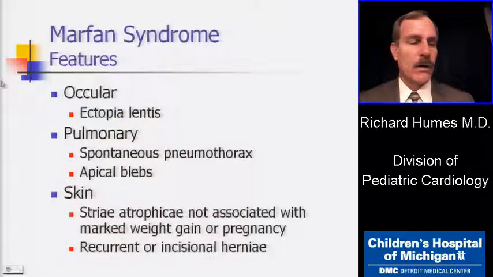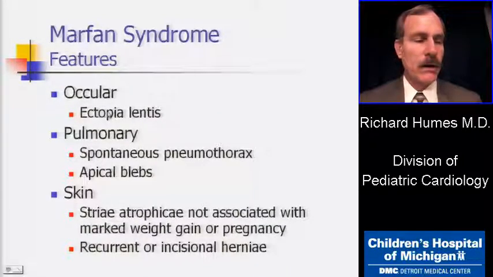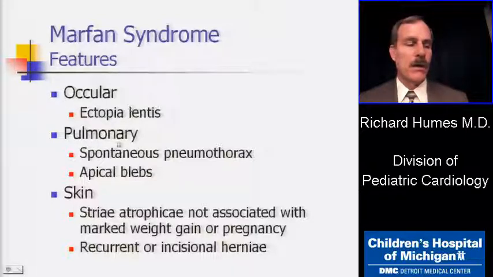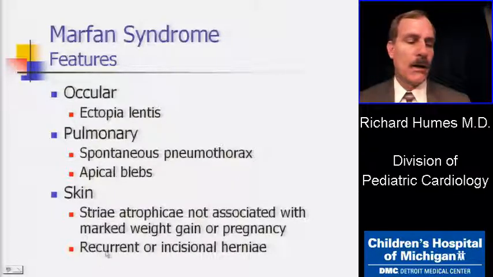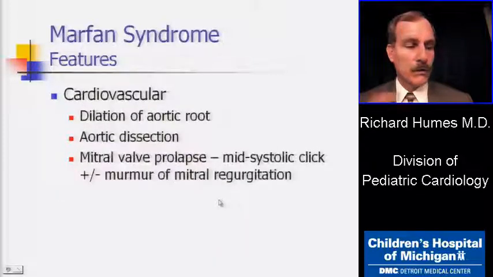They also have eye features. They have dislocated lenses or ectopia lentis. They can have spontaneous pneumothorax and sometimes apical blebs. They can have funny skin findings of striae atrophica, which are not associated with weight gain. And they can have recurrent or incisional hernias.